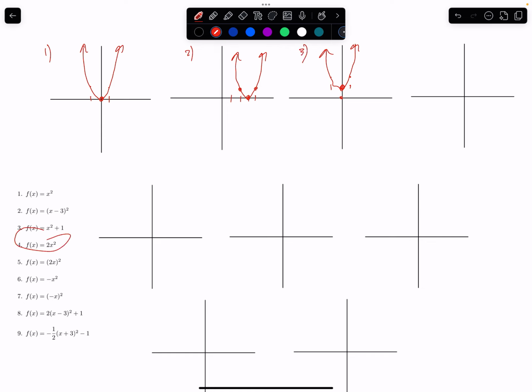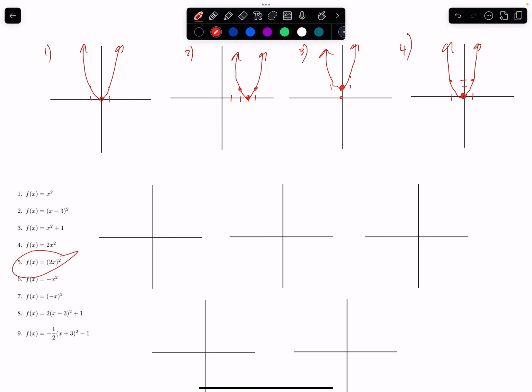Okay, number 4, 2x squared. That's the vertical stretching. So starting position stays the same. 1 up, instead of 1 up, I'm gonna go 2 up. Just like that. Boom. That's number 4.